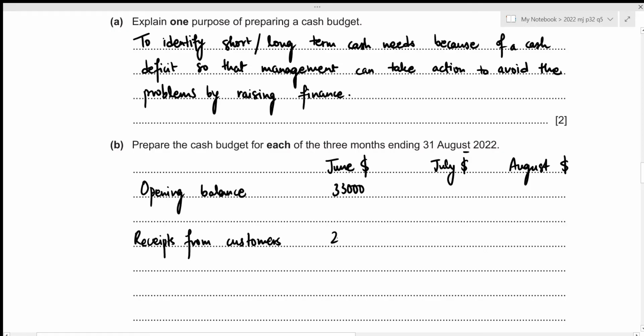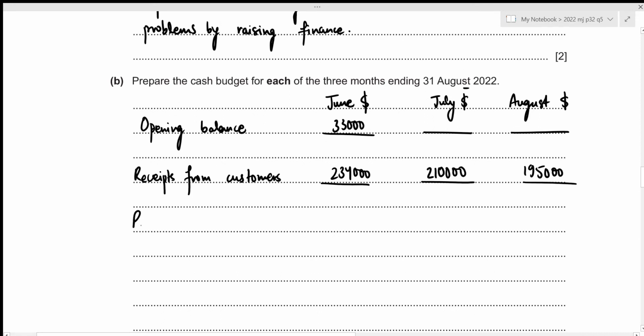So that was 234,000 for June, 210,000 for July. Then we had 195,000 for August. And this concludes all of our receipts. Okay, so now we can move towards our payment section. And firstly, we will be recording the payments made to suppliers. And we know that 60% of all of the purchases is made in the month of purchase after receiving a 2% discount, right? So we have current month purchase.